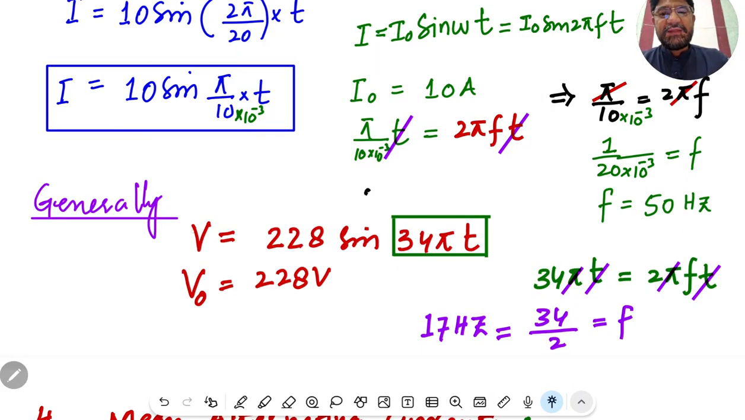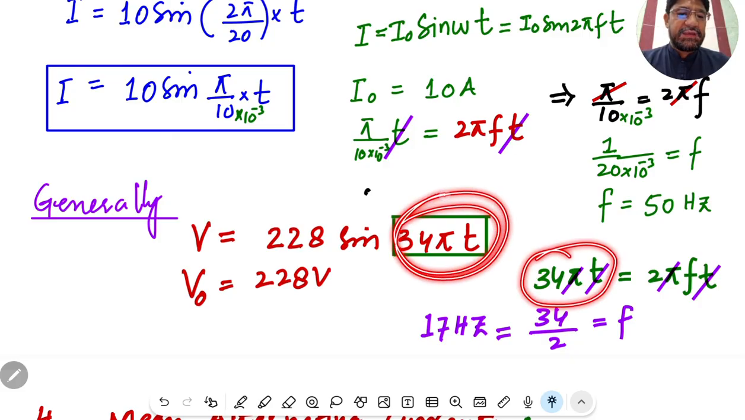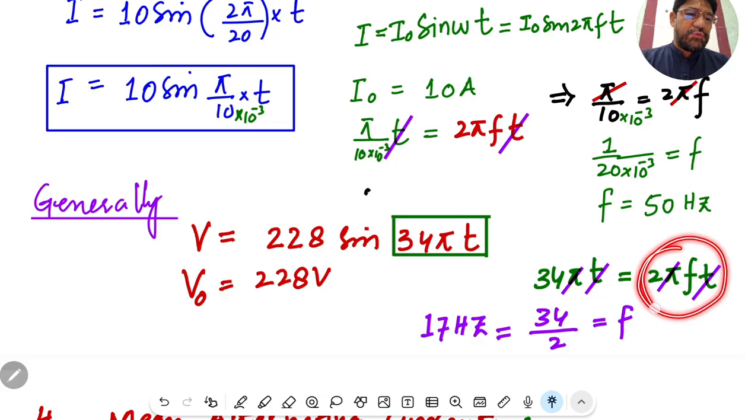Now I have another equation, for voltage. If you have V is equal to 228 sine 34 pi t, the peak value of the voltage is 228 volts AC, and for the frequency, 34 pi t equals 2 pi ft. Actually 34 pi t represents 2 pi ft, so I got the frequency equal to 17 hertz. So this is basically the second property.